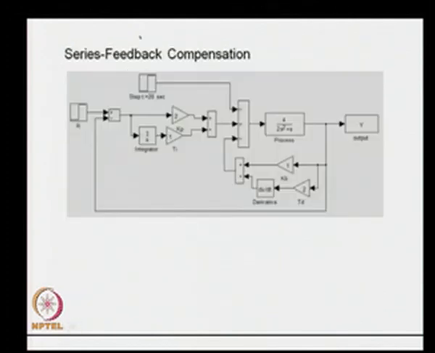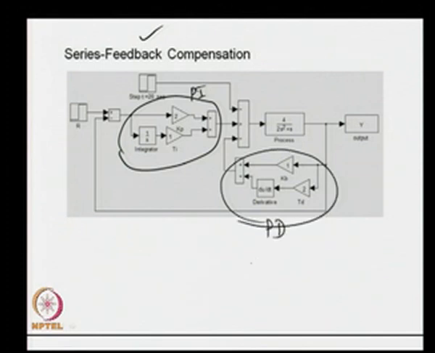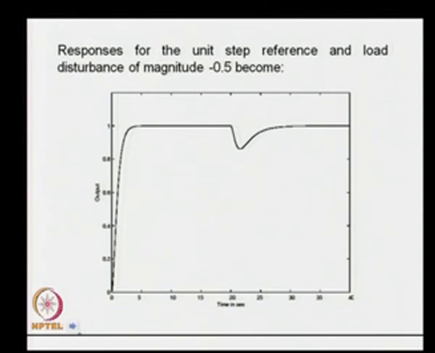Let us consider the series feedback compensation scheme. We will add the effects of both PI and PD controllers for the control of the integrating second order process. Employing the series feedback compensation, one expects the output response of this form. The closed loop response now gives us very satisfactory set point input response and also very satisfactory disturbance rejection.